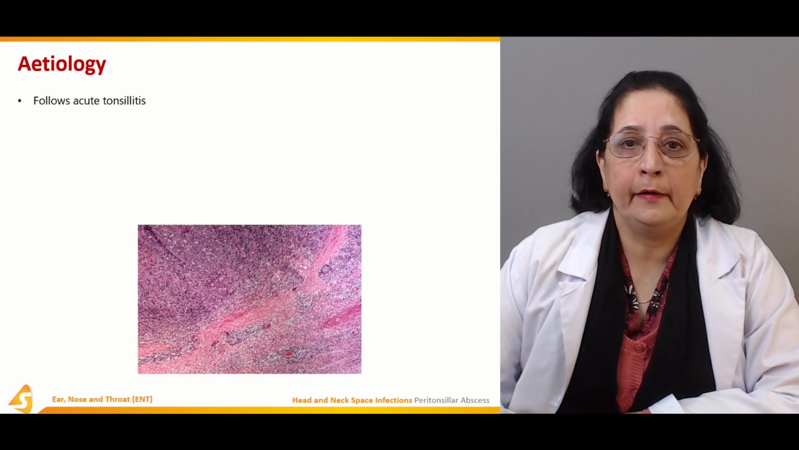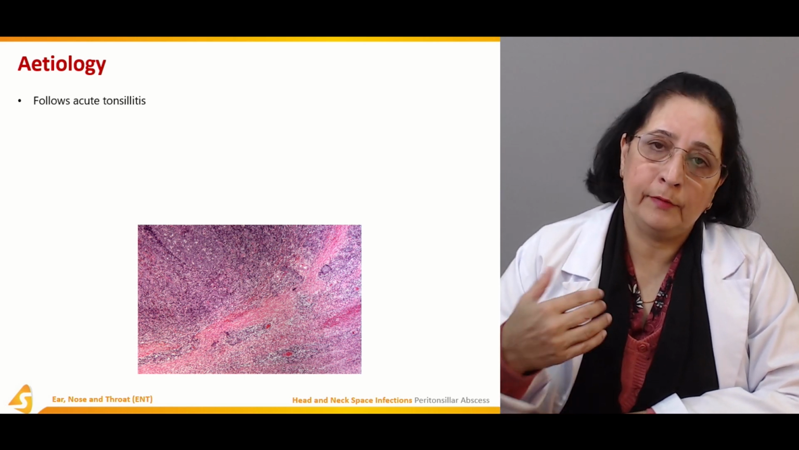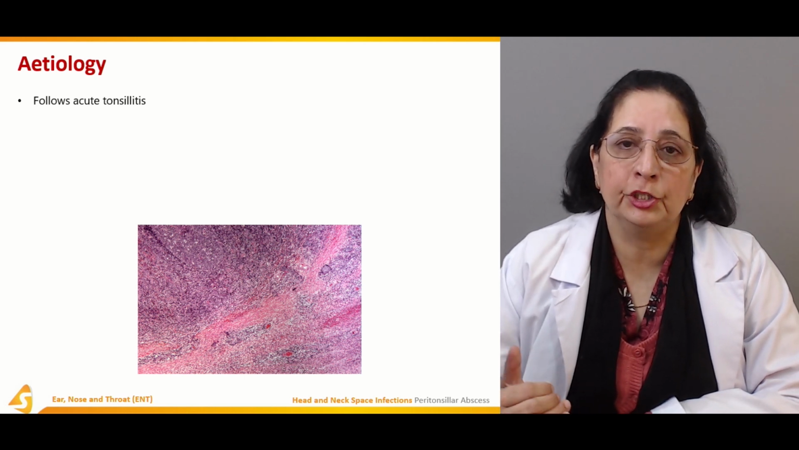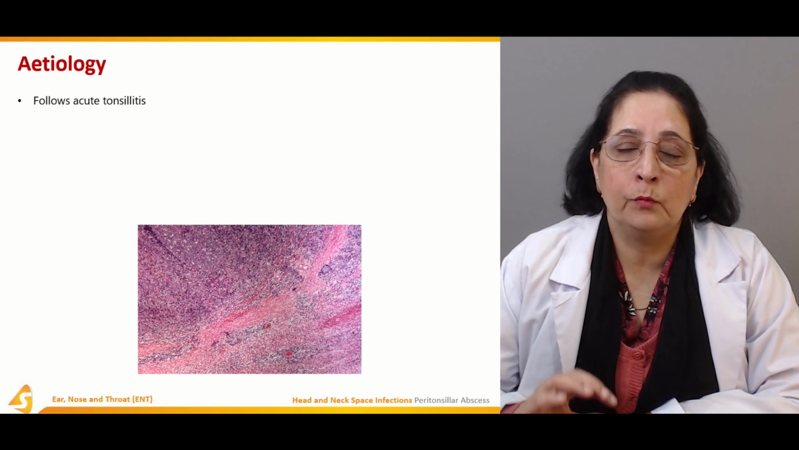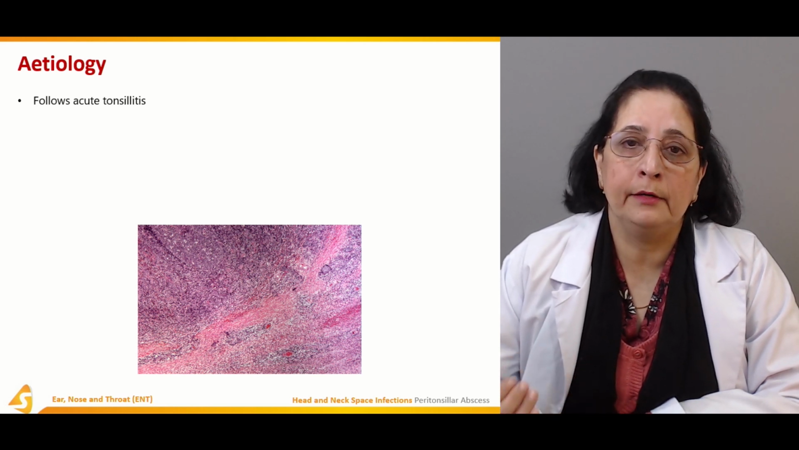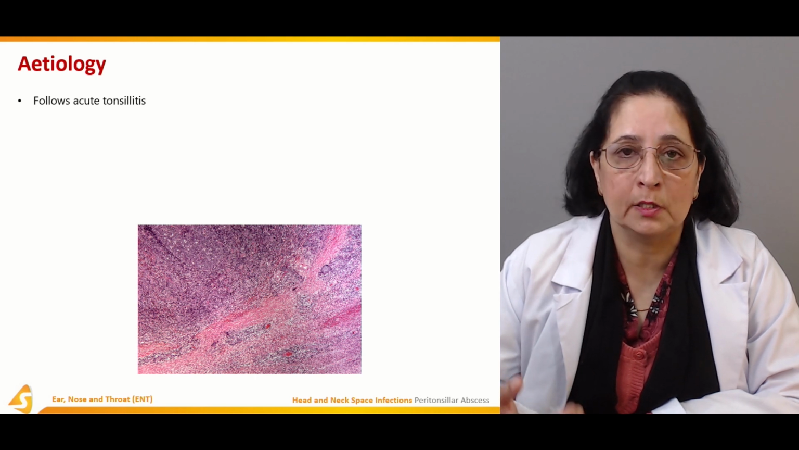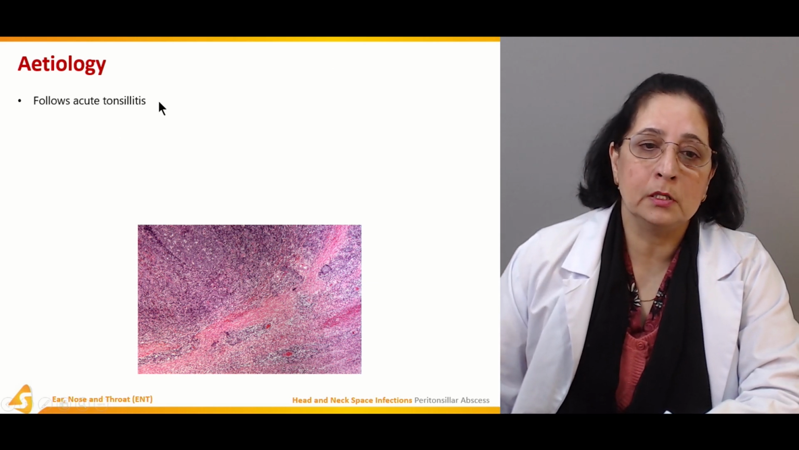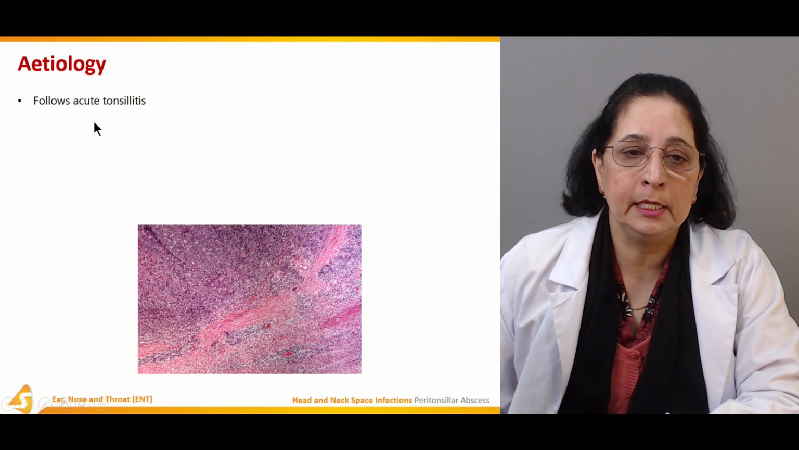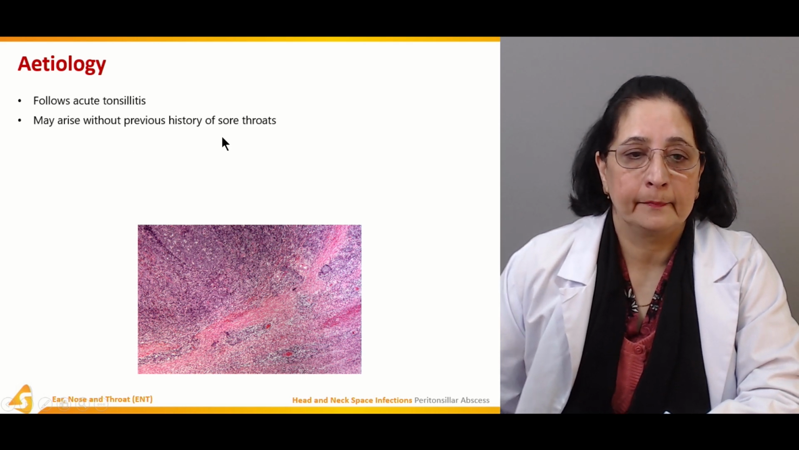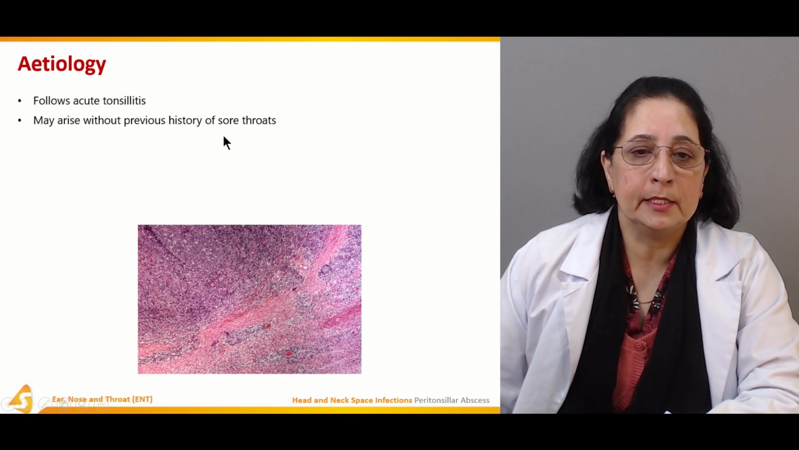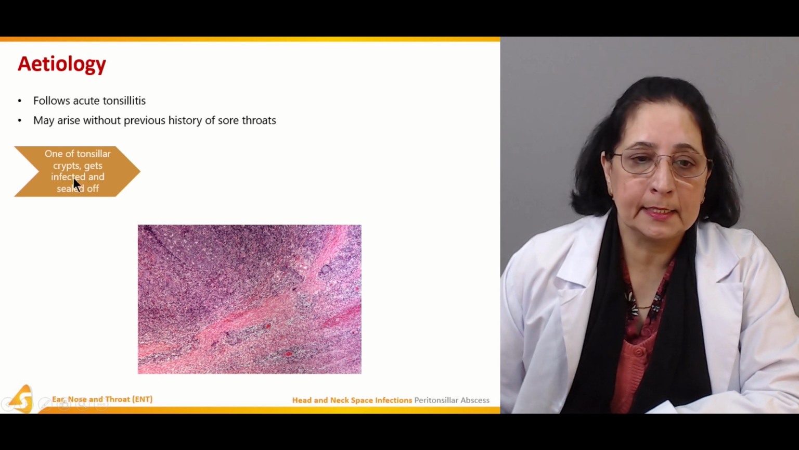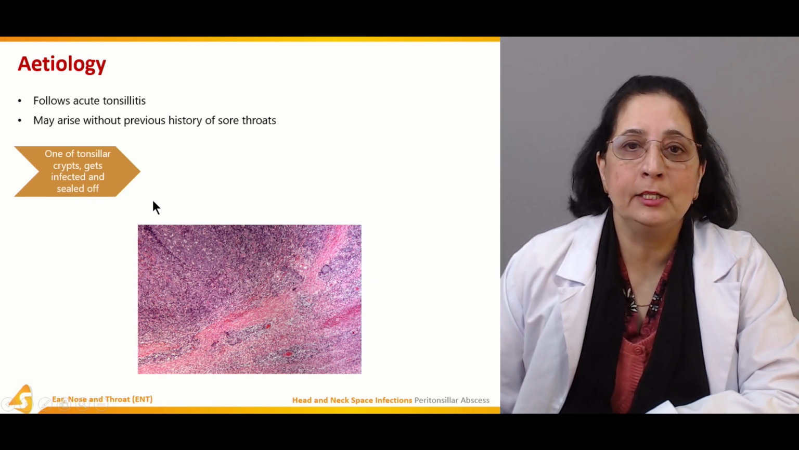The cause of the peritonsillar abscess, again, it can follow after acute tonsillitis, acute infection of the tonsils, and once it is there, the infection can spread to the peritonsillar area and lead to the abscess formation. So one of the causes of the peritonsillar abscess is acute tonsillitis. It may also arise without previous history of sore throats, when one of the tonsillar crypts gets infected and sealed off.